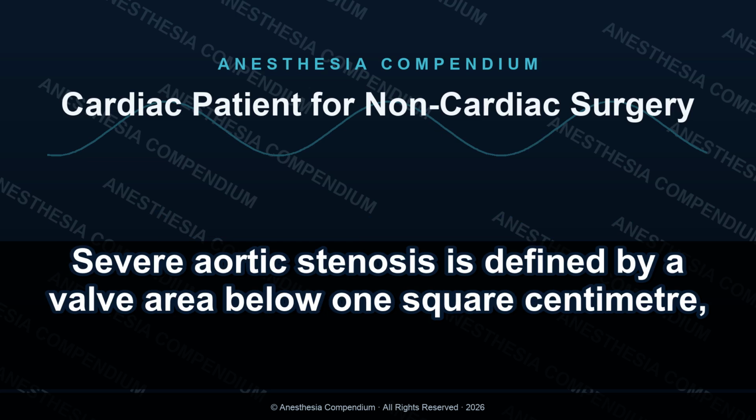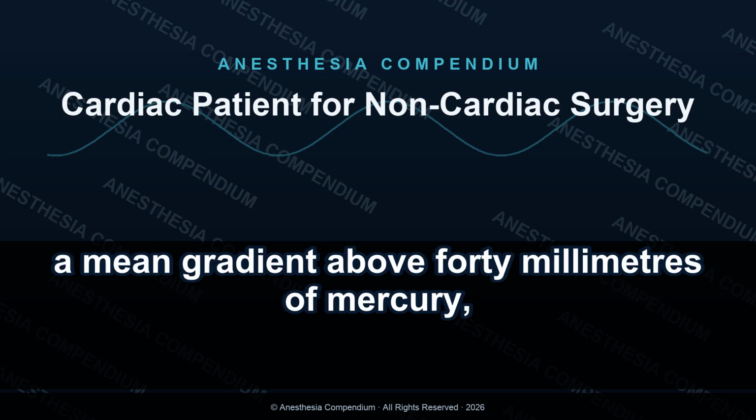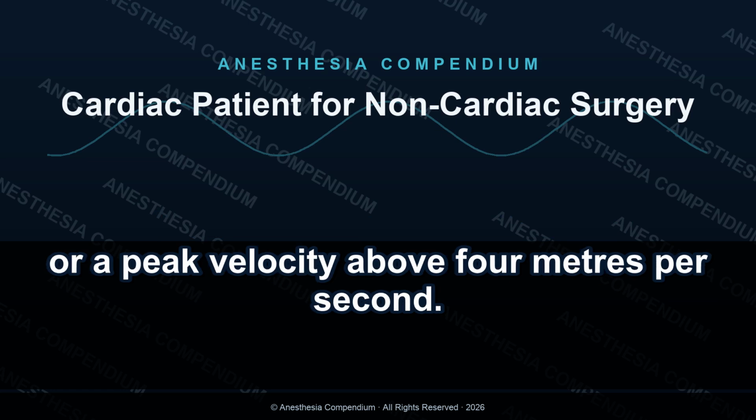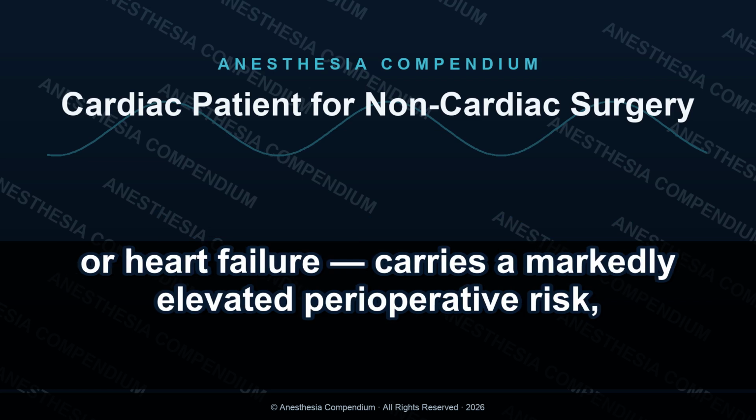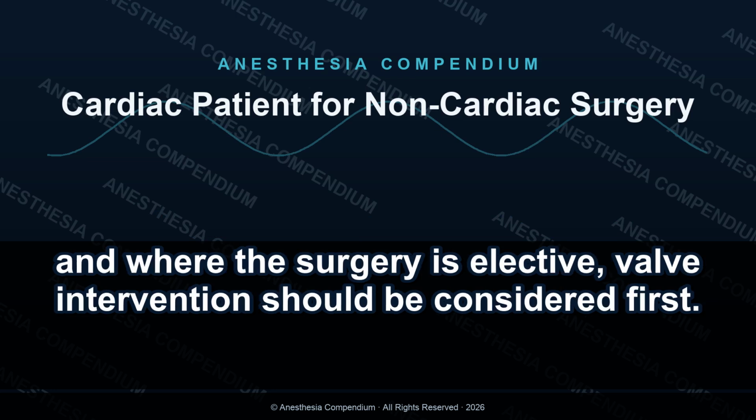Severe aortic stenosis is defined by a valve area below 1 square centimeter, a mean gradient above 40 millimeters of mercury, or a peak velocity above 4 meters per second. Symptomatic severe aortic stenosis, angina, syncope, or heart failure carries a markedly elevated perioperative risk, and where the surgery is elective, valve intervention should be considered first.